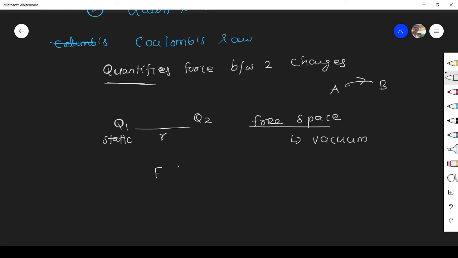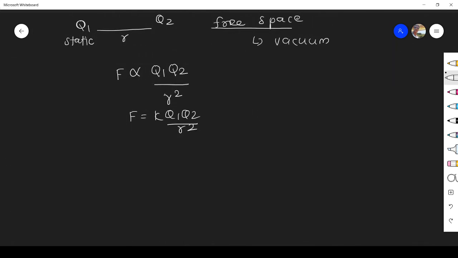As per Coulomb's law, the force is directly proportional to the magnitude of charge Q1, the magnitude of charge Q2, and inversely proportional to the square of the distance between the two charges. This is Coulomb's law. So with the proportionality constant, F is equal to K Q1 Q2 by r square. K is Coulomb's constant. The expression for K is 1 by 4 pi epsilon naught, and the value of K is 9 into 10 power 9.